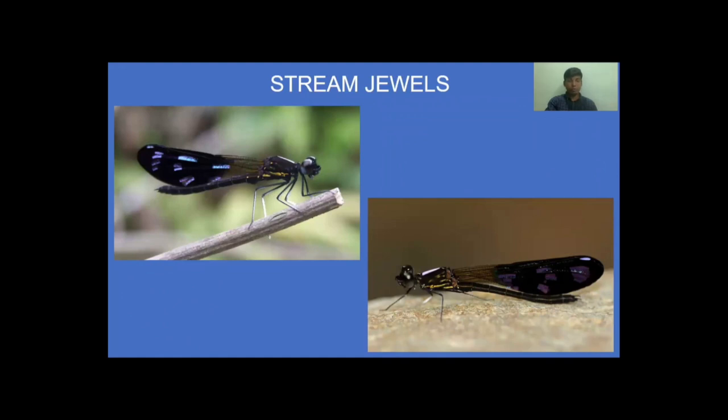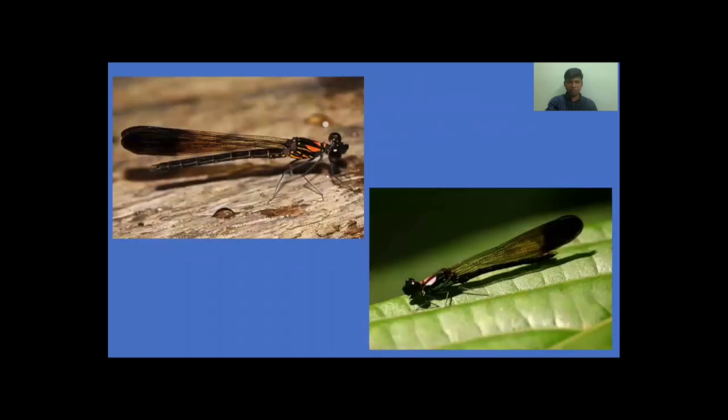We have some very, very beautiful looking stream jewels in India. Look at that. They're mainly found in running streams. These are two other species of stream jewels. The one on the top left is found in the Western Ghats. The one on the bottom right is found in northeast India.